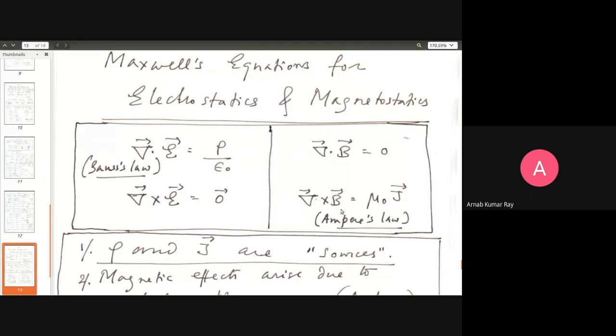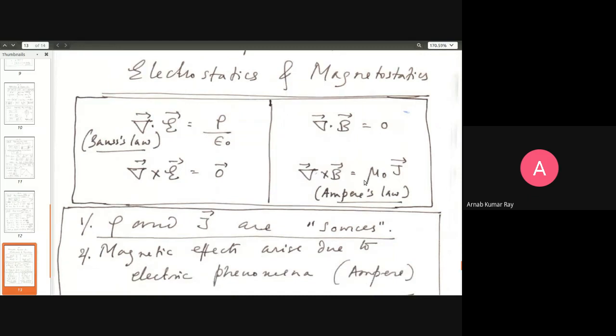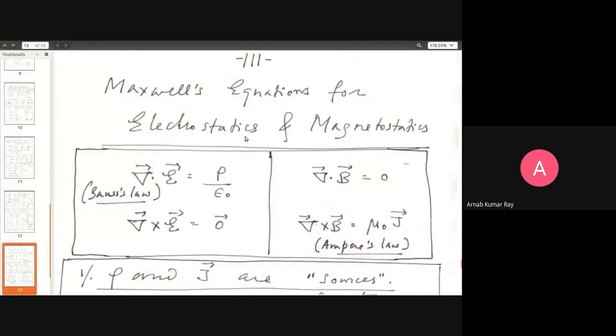Okay. And just a while ago, we found that the curl of the magnetic field is mu naught into J. This is Ampere's law in differential form. This is Gauss's law in differential form. Now let us first look at these 4. Once again, I stress that these are not the complete Maxwell equations yet. They are just the Maxwell equations for electrostatics and magnetostatics. Okay, if that be so, then let us see.